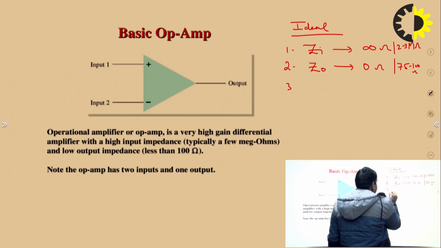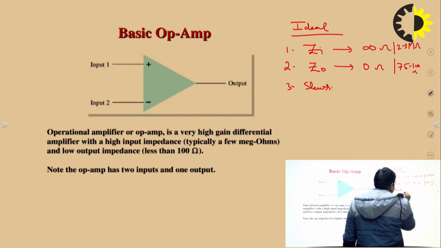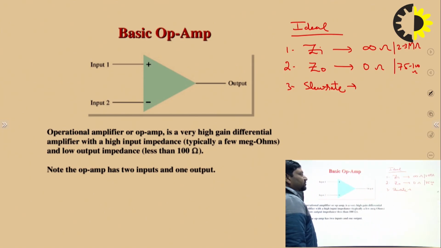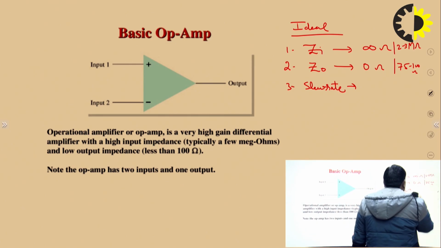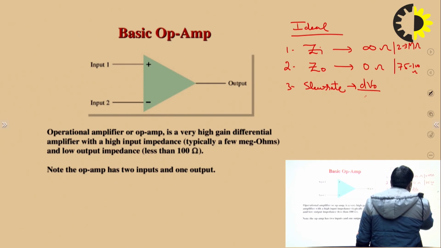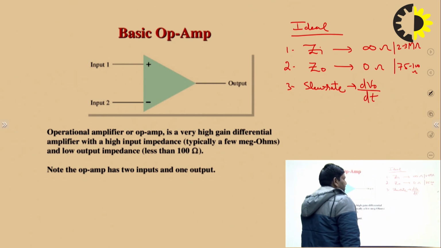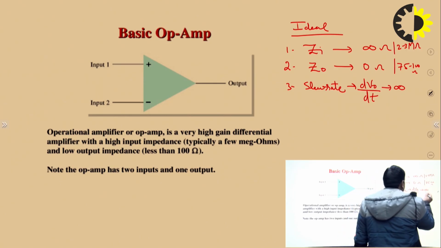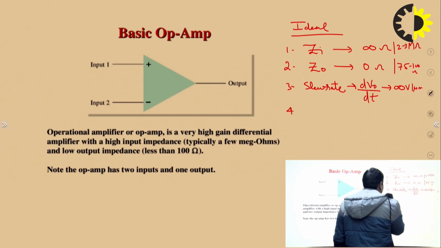And the third one is the slew rate. The slew rate is the maximum output change of that particular amplifier with respect to time, that means dV naught upon dt. So, maximum output change with respect to time is governed in the topic of the slew rate, and the slew rate for an ideal op-amp should be infinite volt per microsecond.